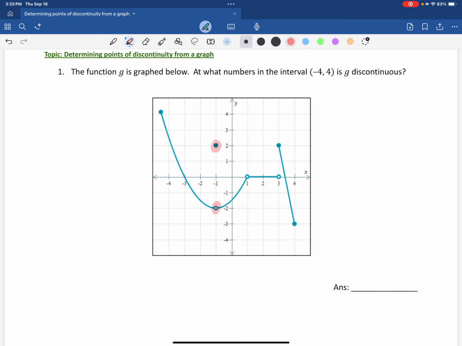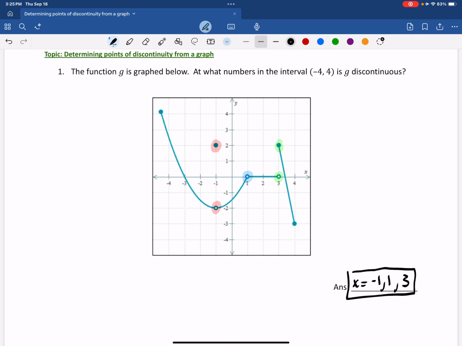That's a hole where it's defined somewhere else. This one right here, that's a hole. It's not defined somewhere else. This one right here, when x equals 3, looks to me like we have a jump in the graph right there. So those are the three places that I'm looking for discontinuities. When x equals negative 1, when x equals 1, and when x equals 3.